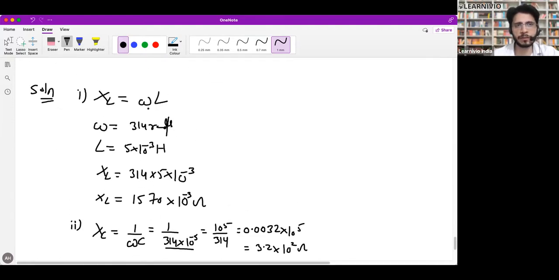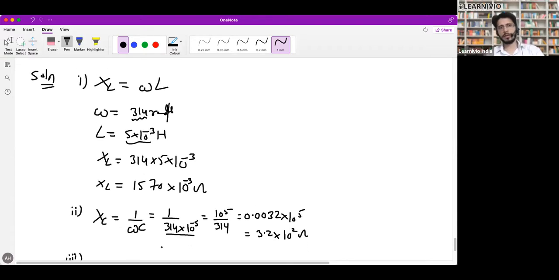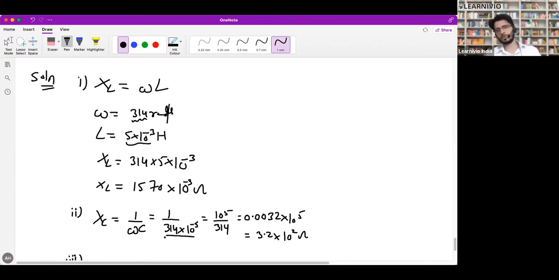Shahzada, so I'm solving this numerical. The first part is inductive reactance, which is omega L. I'm just substituting the values. Omega is 314, L is this, and I multiply it, and this is XL. This is what we did in the last lecture also. Similarly, XC is 1 by omega C, so 1 by 314 omega is this. C is given as 10 raised to minus 5. This is the value of XC.